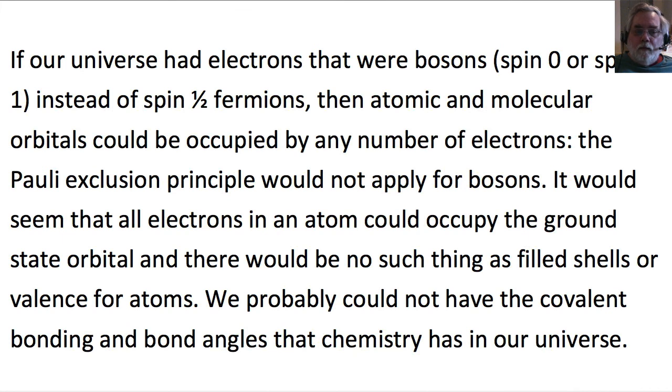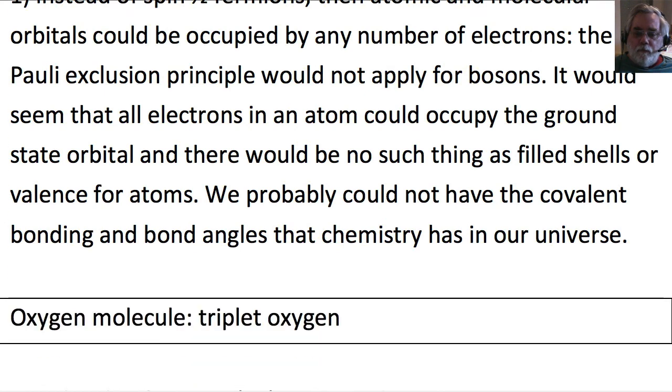If our universe had electrons that were bosons, spin 0 or spin 1, instead of spin 1/2 fermions, then atomic and molecular orbitals could be occupied by any number of electrons. The Pauli exclusion principle would not apply for bosons. It would seem that all electrons in an atom could then occupy the ground state orbital, and there would be no such thing as filled shells or valence for atoms. We probably could not have the covalent bonding and bond angles that chemistry has in our universe.